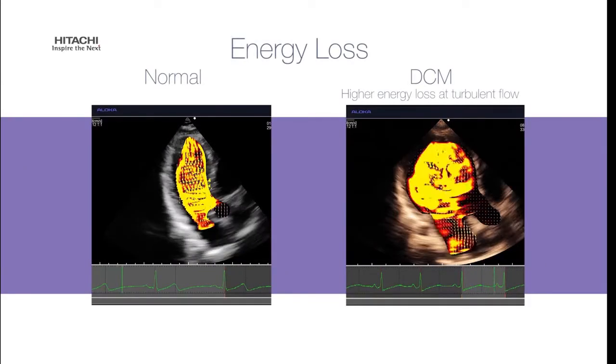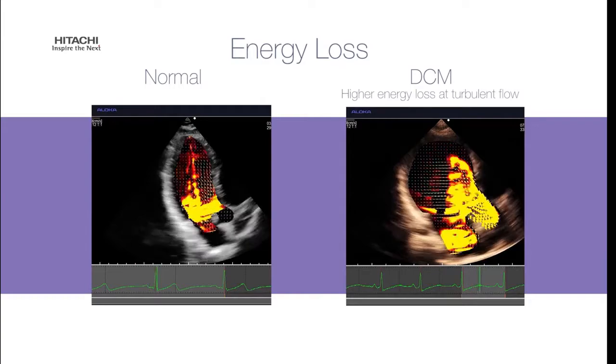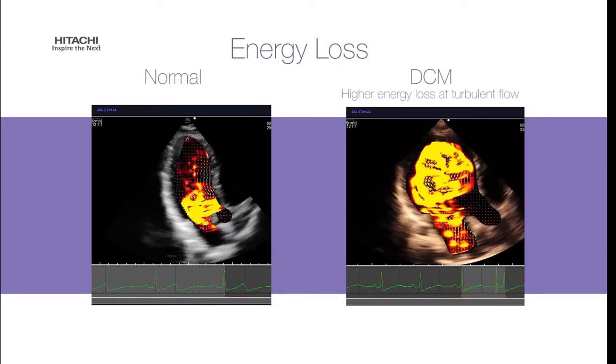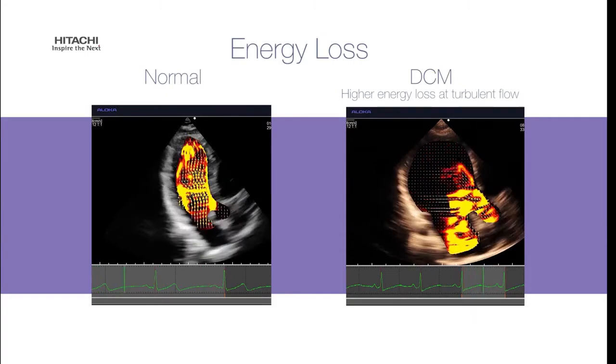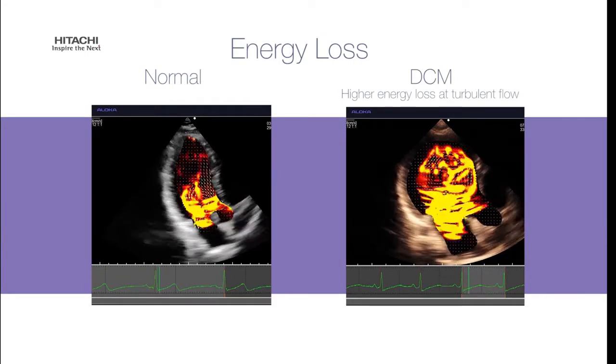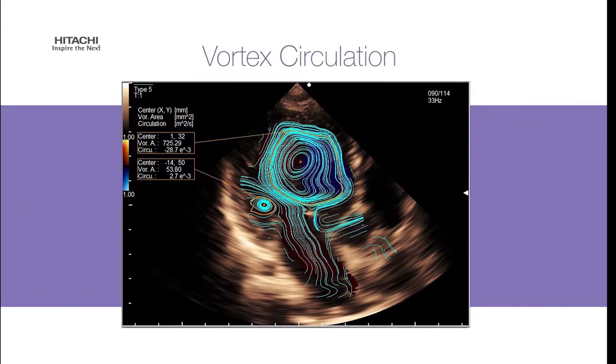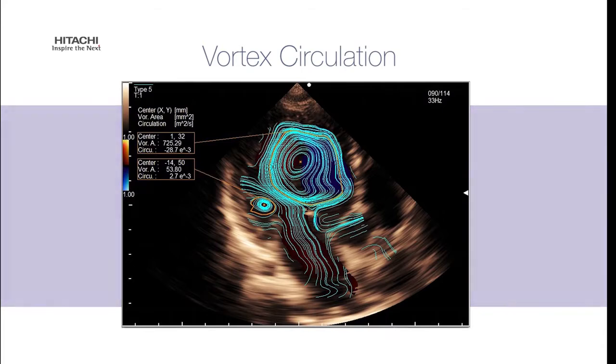VFM can analyze this energy loss within the cardiac blood flow. Blood is viscous and generates frictional heat due to viscosity at the site where turbulent flow occurs. The energy of this frictional heat is called energy loss of blood flow. Using the circulation analysis within VFM, the position, size, and intensity of the vortex is automatically detected and analyzed.